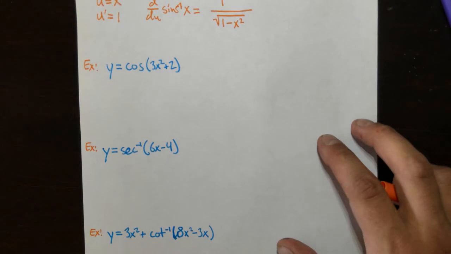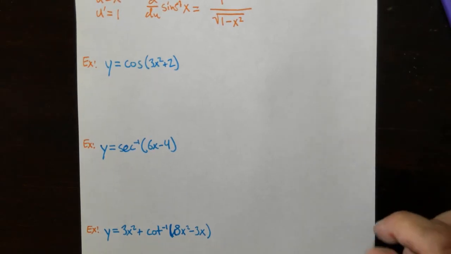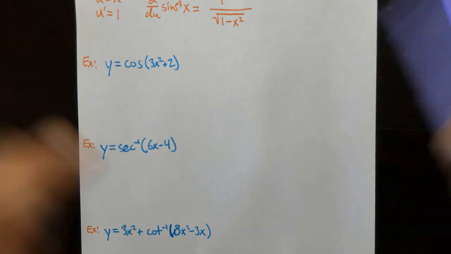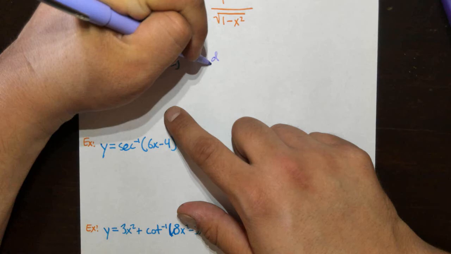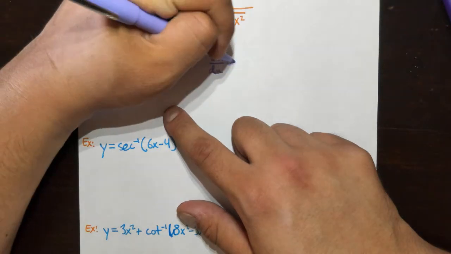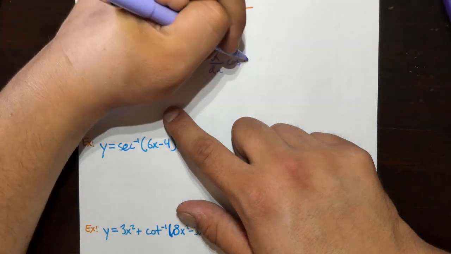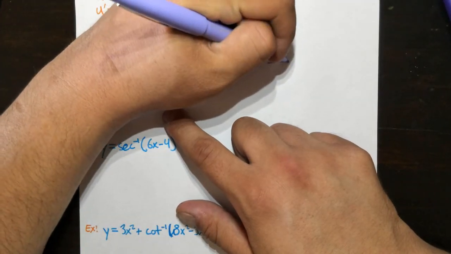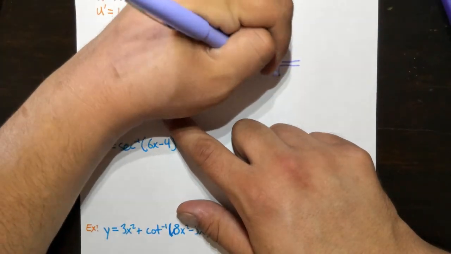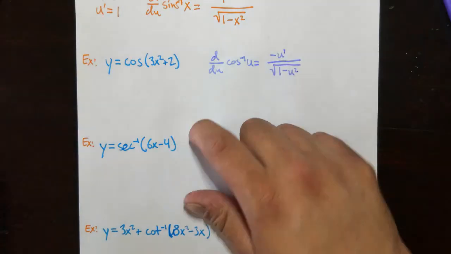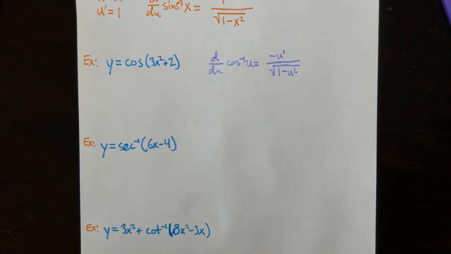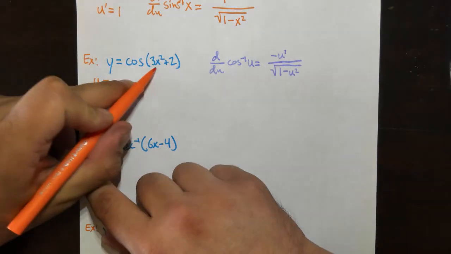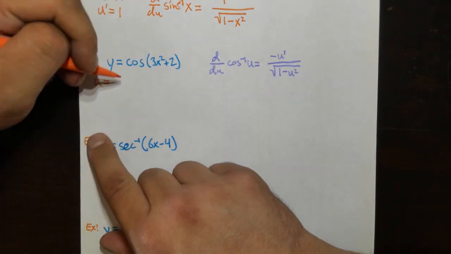Here we have y equals arc cosine of 3x squared plus 2. And again, I will write in lavender up here the rule. So it's d du of arc cosine of u is equal to negative u prime over the square root of 1 minus u squared. So again, let's define what our u and u prime are. So u is just this 3x squared plus 2.